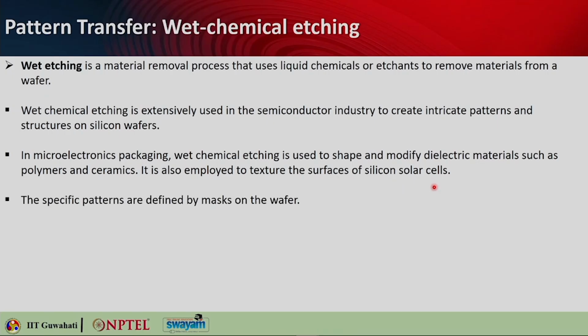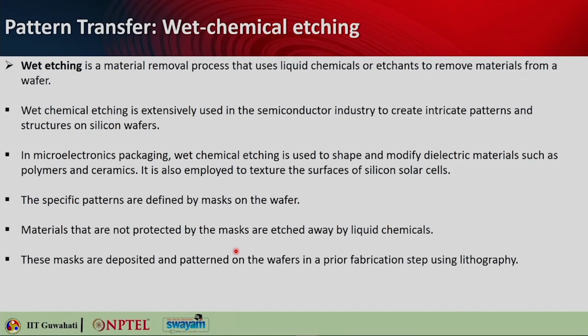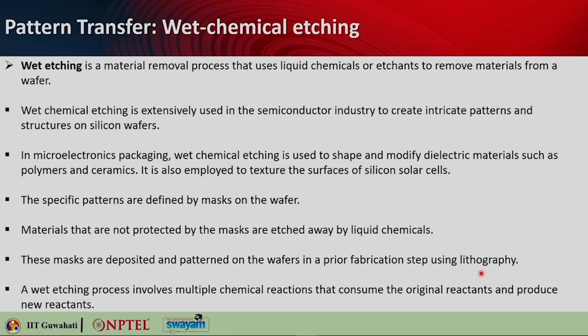The specific patterns are defined by masks on the wafer. So, that will tell you what pattern is going to be etched out. Materials which are not protected by the masks are etched out by the liquid chemicals, and those which are protected are fine. These masks are deposited and patterned on the wafers prior to the fabrication step, which is done using lithography that you have just seen. A wet chemical etching process involves multiple chemical reactions that consume the original reactants and produce new reactants.